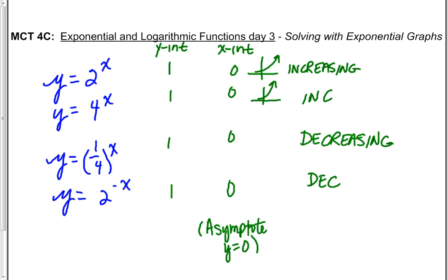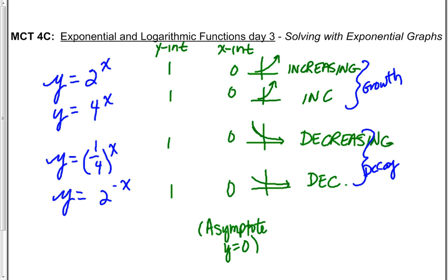Exponential decay. And 2 to the minus x would be less. Trying to make those look, that should have been a little steeper. So these are exponential growth. These would be exponential decay. The domain for all of them would be x is a real number. And the range for all of them would be y has to be greater than 0 and be a real number.